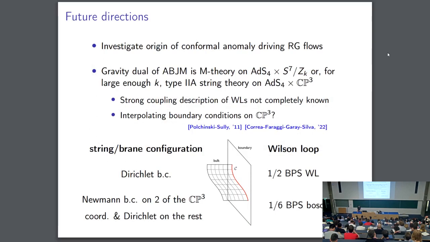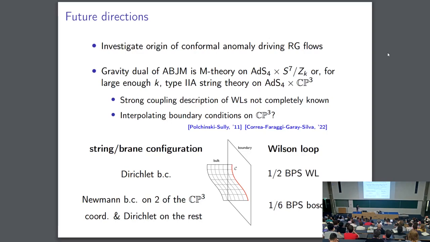Finally, I will point out some future directions. First of all, I think it's super interesting to investigate the origin of the conformal anomaly that is driving our RG flows. Then, about the gravity dual of ABJM, which is M theory on AdS4 times S7 mod Z_k, or for large enough N, k, type IIA string theory on AdS4 times CP3. I must say that the strong coupling description of these Wilson loop operators is not completely known.